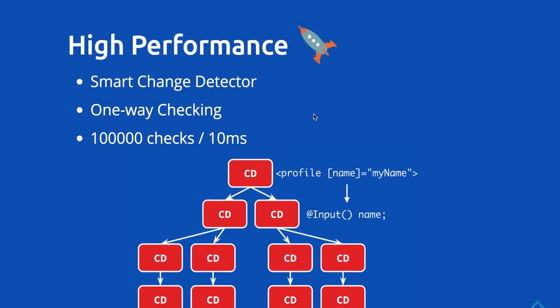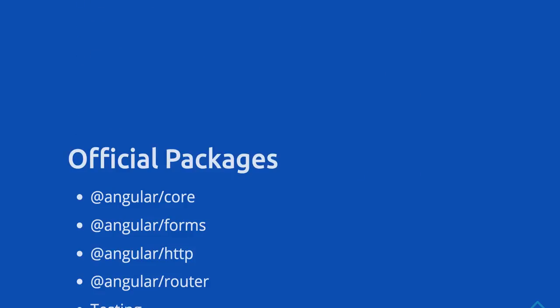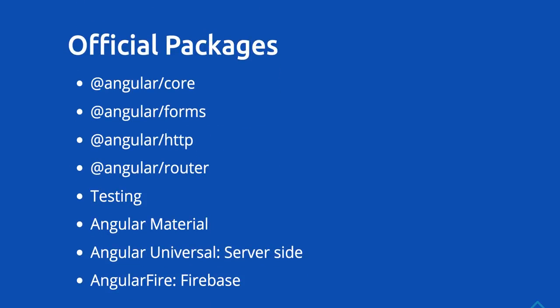One thing is that the Angular application has a smart change detector, and the rendering performance has been greatly improved. Here, this is my profile component, maybe the root component, and I can have this child component. Using property binding and input annotations, I'm sending this name property to my child component. Okay.